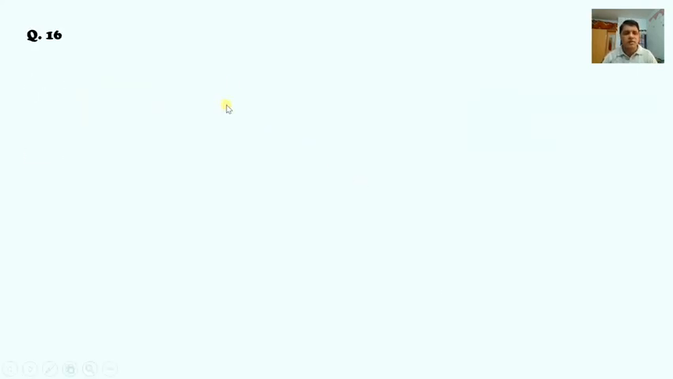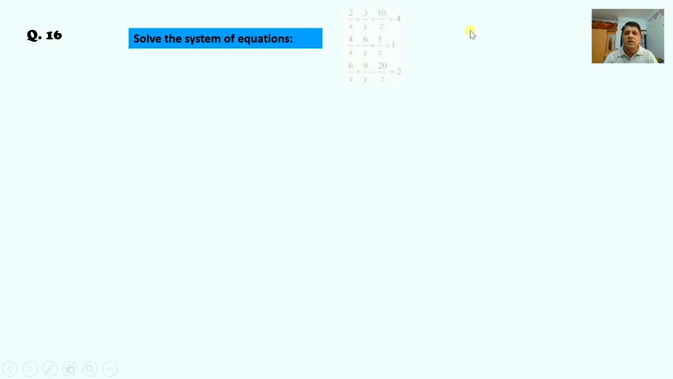Another very interesting question we have, question number 16. Solve the system of equations. The system we have 2 upon x, 3 upon y, 10 upon z is equal to 4, 4 upon x minus 6 upon y plus 5 upon z is equal to 1, and 6 upon x, 9 upon y minus 20 upon z is equal to 2. We have to solve this system of equation by matrix method.